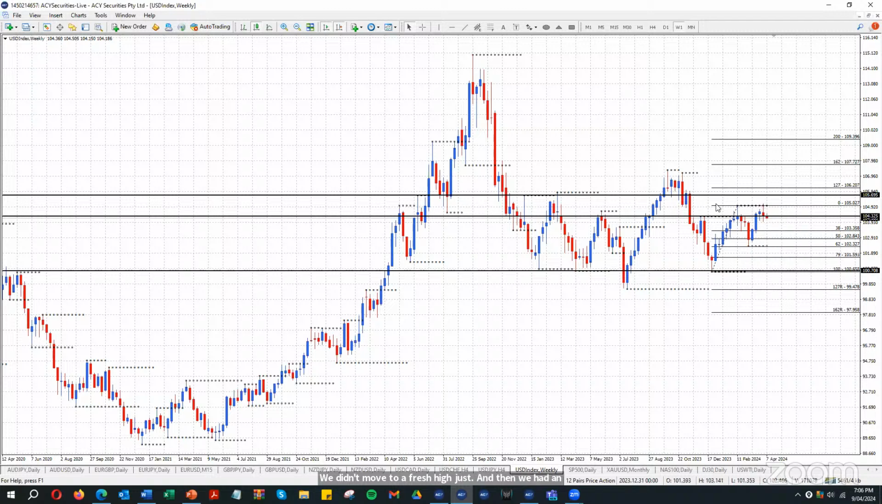I'm sure people are squaring off their positions versus the US dollar ahead of the inflation figures because nobody really knows what's going to come out and how the market's going to react after that. So I'm sure that's why there's a bit of hesitation here. But we are still in an uptrend at the moment.